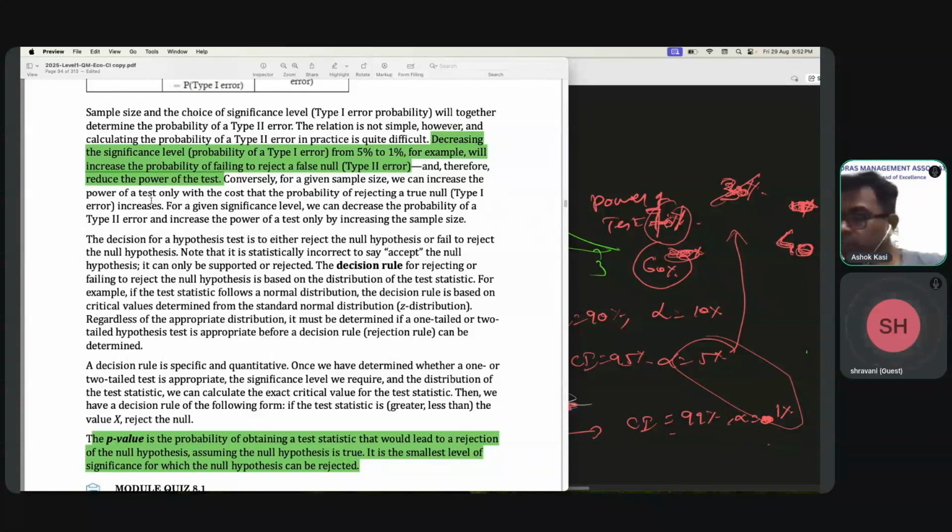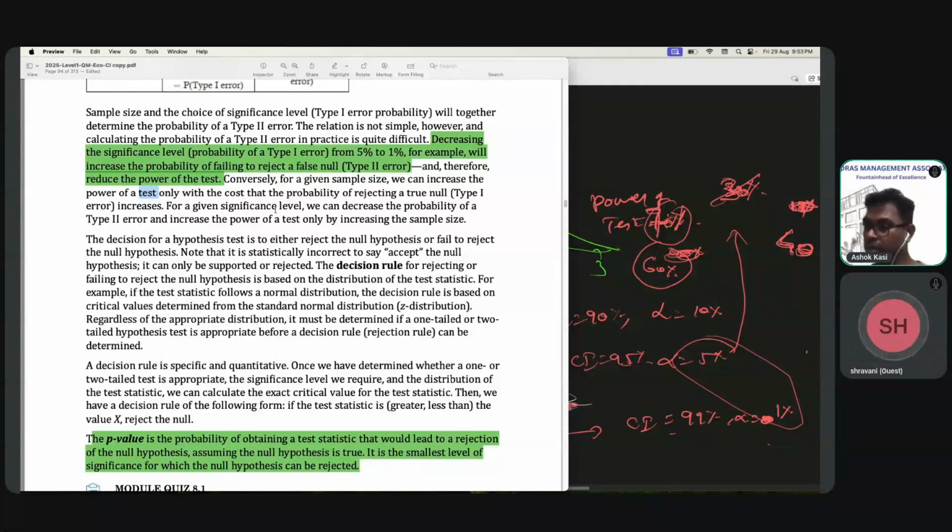We can increase the power of a test only with the cost that the probability of rejecting a true null increases. We can increase the power of a test, that means correctly rejecting when it is false, only by rejecting a Type 1 error, with the probability of rejecting a true null.